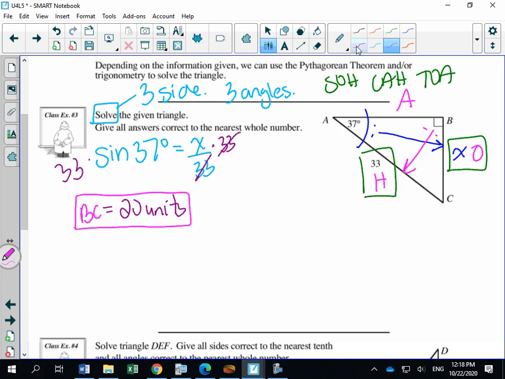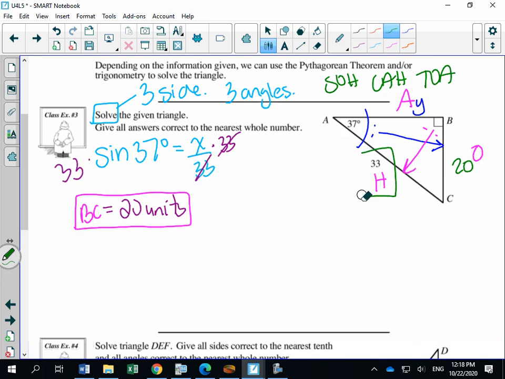So what I'm going to do is, again, erase what you need to, but this is no longer X. So now I'm going to choose a different letter, and I'm going to choose the letter Y here. I'm still using that 37 degrees, so my labels don't change. This is still the opposite. This is still a hypotenuse. And that's still my adjacent. I do now know that this is 20. But you guys, here's what I'm going to ask.